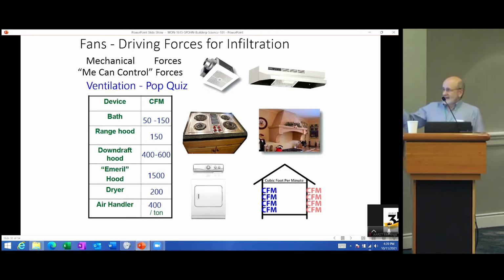So this is, again, to give you an idea of the types of devices that we tend to have in our houses that can cause this depressurization and air movement. And if they're not balanced by some kind of supply, they're going to find their way through the cracks and crevices of the house, the interstitial spaces, and pull through that air.